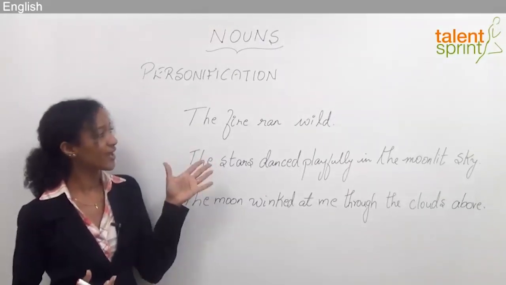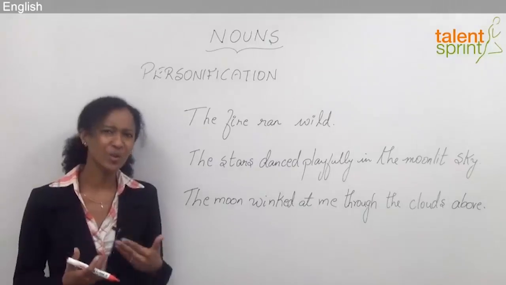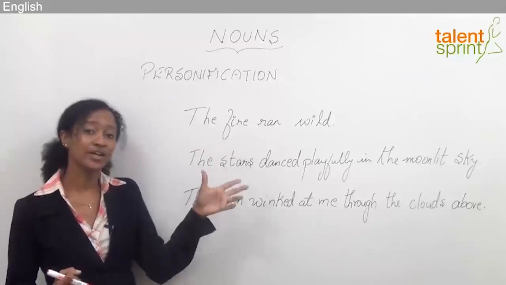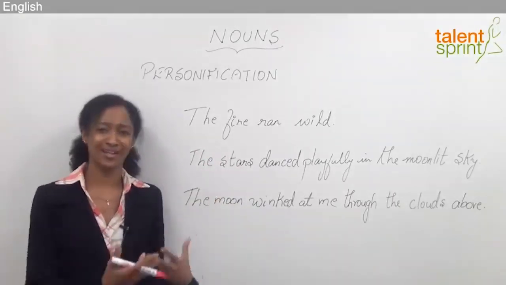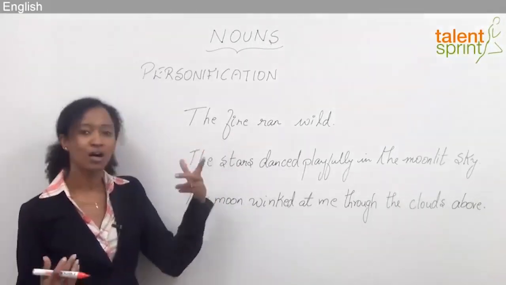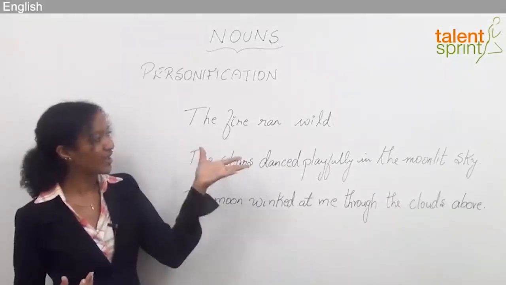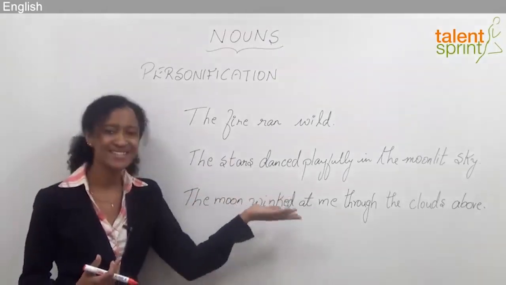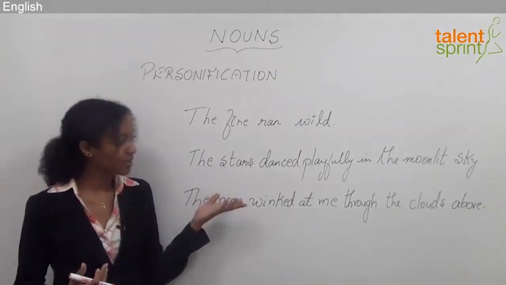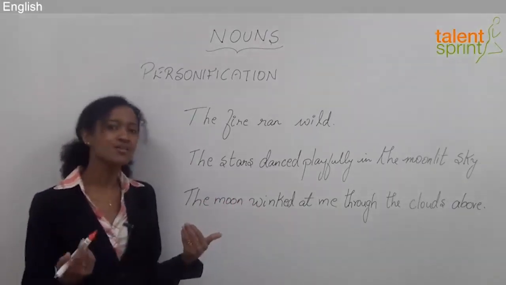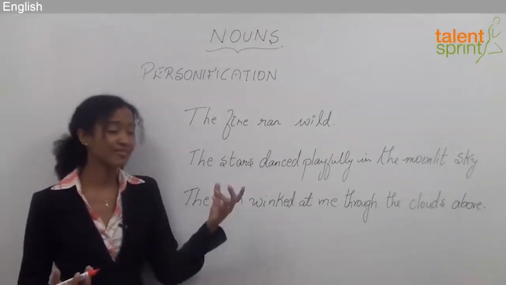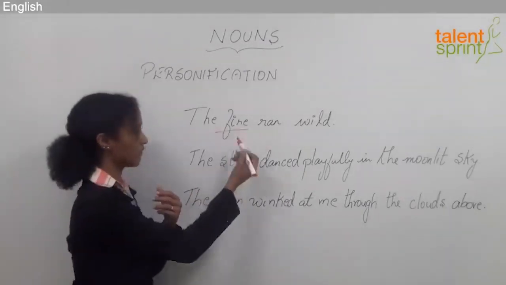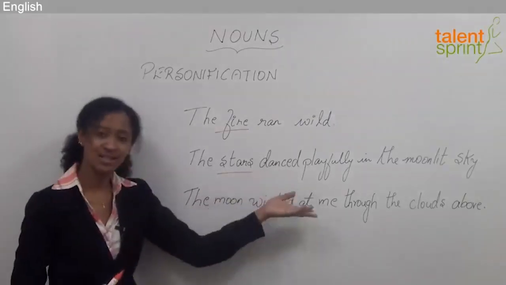Let's look at some examples. The fire ran wild. So here we know that fire cannot literally run, but in this sentence, fire is personified as a person running, right? So fire here is male. Let's look at the second one. The stars danced playfully in the moonlit sky. Again, stars cannot dance because they're not human, but they are given a human or near human characteristic. So stars here are dancing, okay?